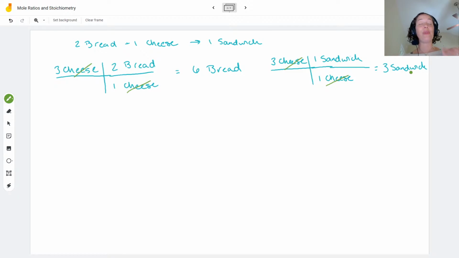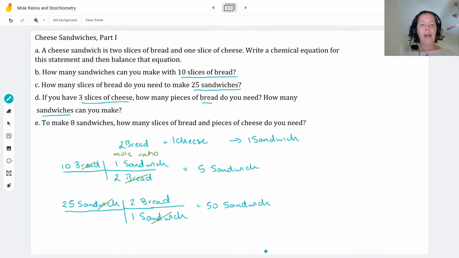So again, these are really, really easy, I know, and that is a good thing because I want them to be very easy. Okay, so one more. We're going to do part E. To make 8 sandwiches, how many slices of bread and how many pieces of cheese do you need? So this time we're going to take a product and we're going to predict how much of each reactant we need. Again, all we need is our balanced chemical equation, and we've got mole ratios for all of this.